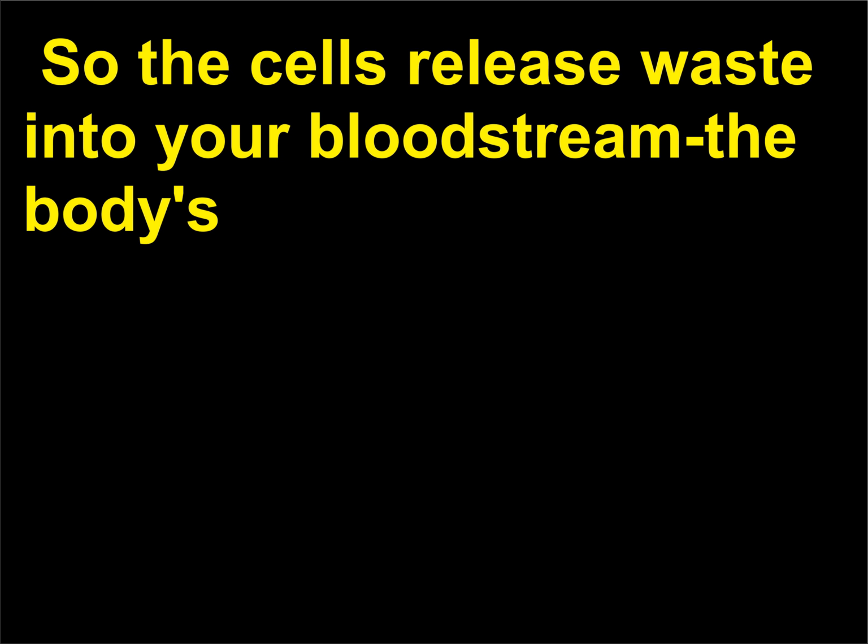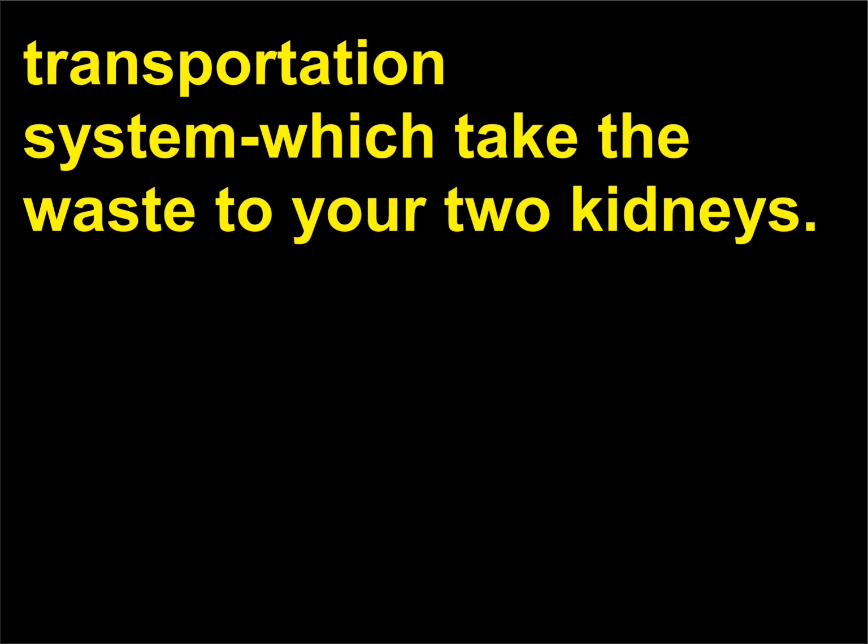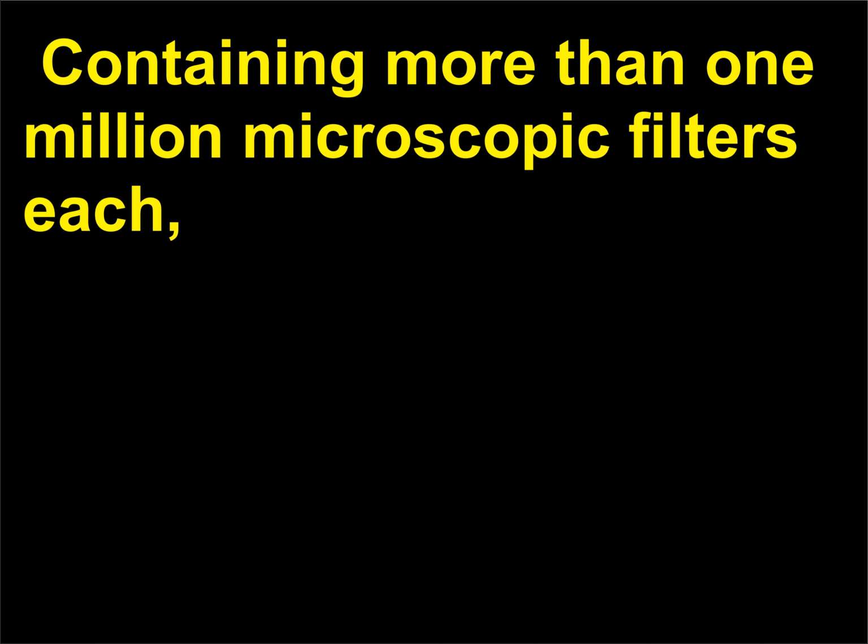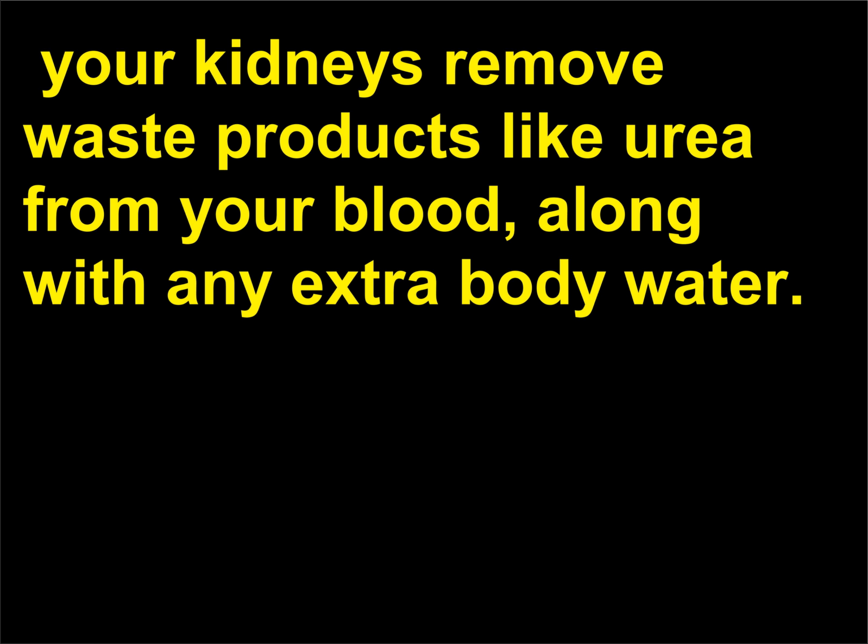So the cells release waste into your bloodstream, the body's transportation system, which takes the waste to your 2 kidneys, containing more than 1 million microscopic filters each. Your kidneys remove waste products like urea from your blood, along with any extra body water.